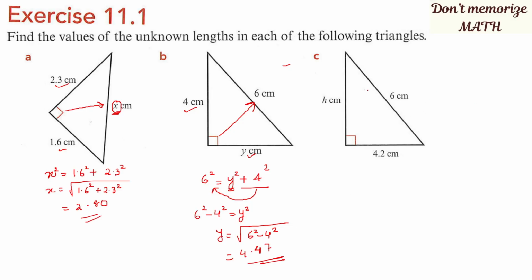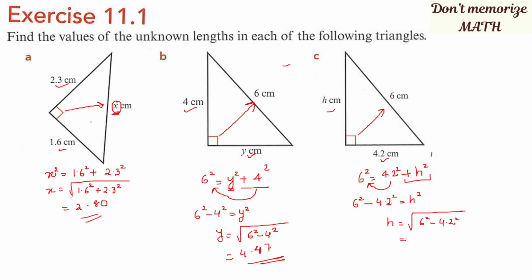Here also we are using Pythagoras theorem. So opposite of 90 degrees is the hypotenuse. So hypotenuse square is equal to base square, that is 4.2 square, plus height, h square. We need to find the value of h. So keep the h here and move 4.2 square. So plus 4.2 square will come here and become minus 4.2 square. So 6 square minus 4.2 square equals h square. So h will become square root of 6 square minus 4.2 square.